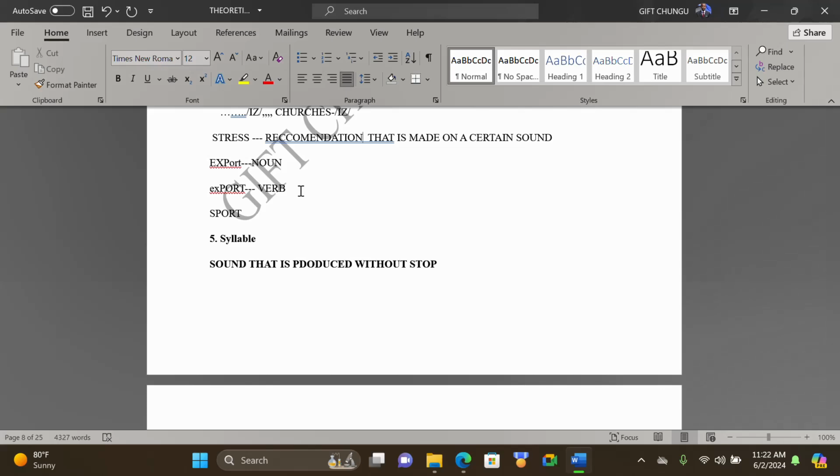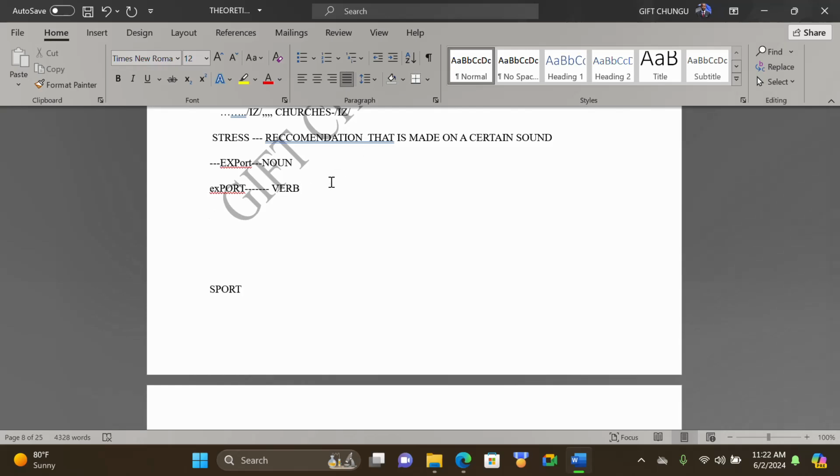And when we emphasize the first part of the word, because this is the back of the word, and this is the front of the what? Of the word. When we put that recommendation on the back of the word, that is a noun. When we emphasize the front of the word, that is a verb. So that is what we call stress. That is how stress is defined.